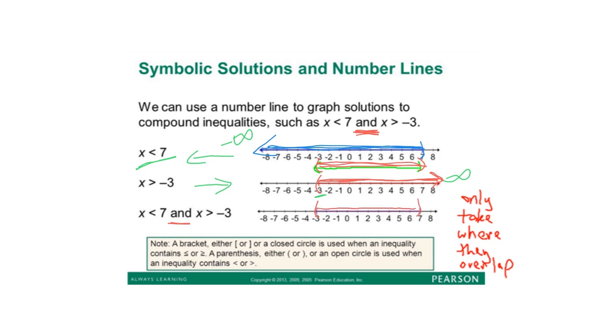If it were or, that's different. Or means that we could take everything. But and, it has to be on both of them. And so that's actually called an intersection.